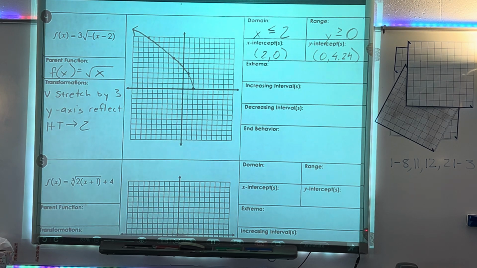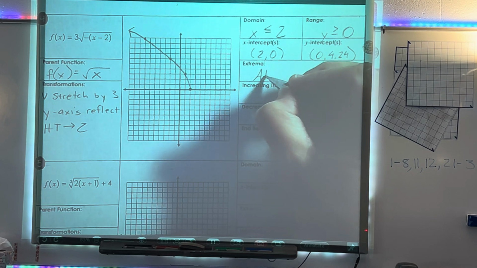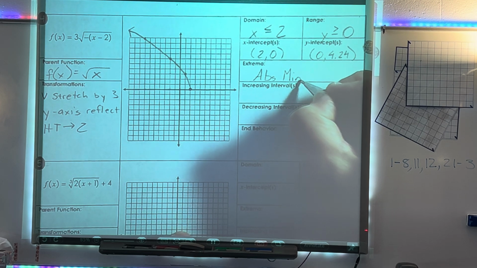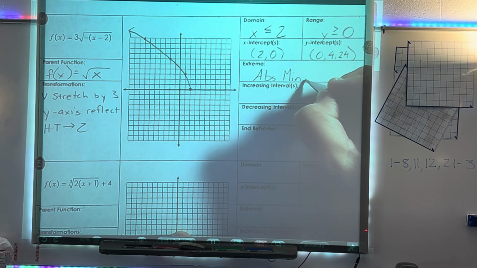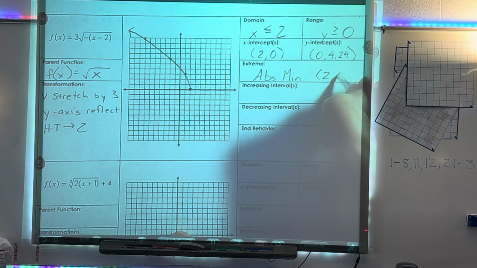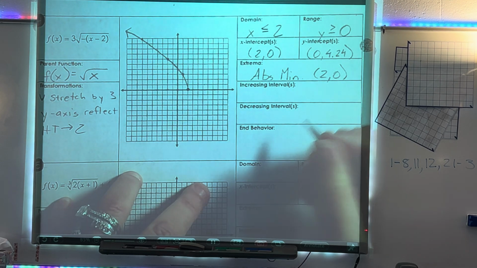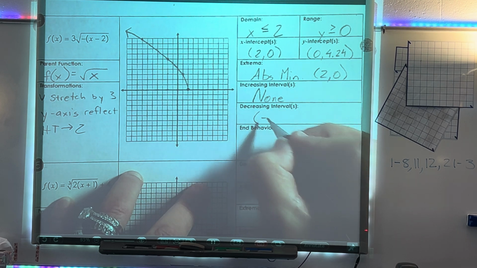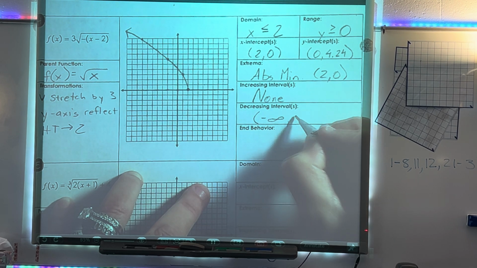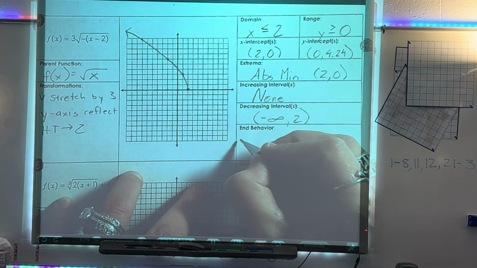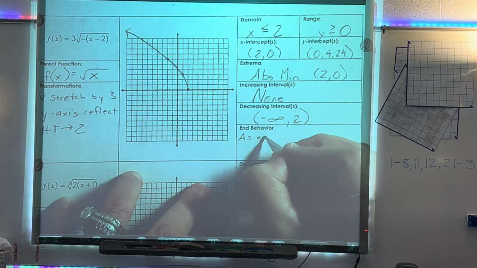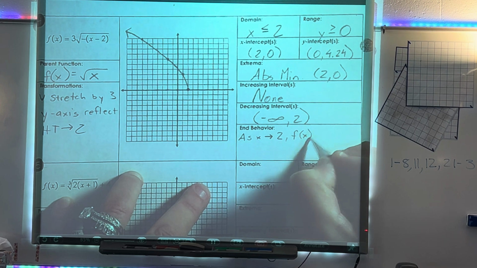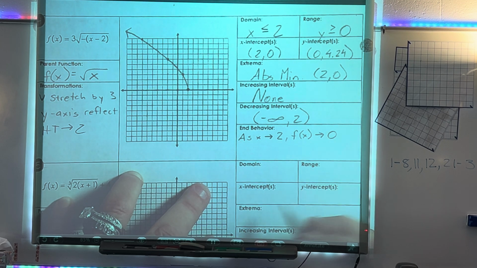Alright, extrema, it has an absolute min at 2, 0. It never increases, none, never, decreasing from negative infinity until 2. In end behavior, as x approaches 2, f of x approaches 0.